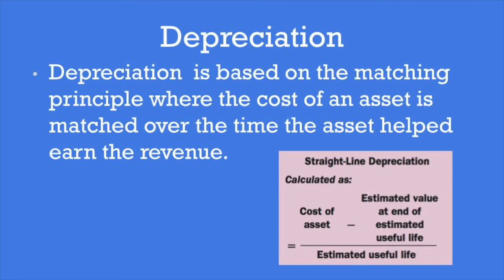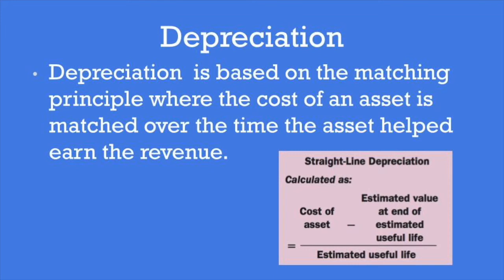So here's what we need to do. Depreciation is based on matching the cost of the asset with the fact that it's going to get used up over time. The first and simplest form of depreciation is called straight line depreciation. All that is, you take the cost of the asset and you subtract away what you think you can get for it when you sold it.